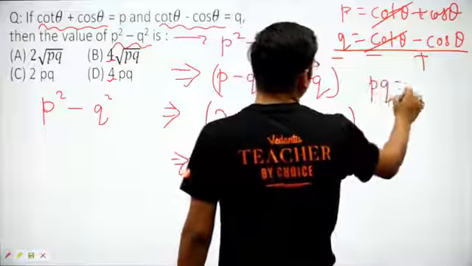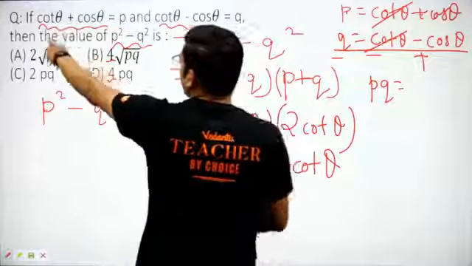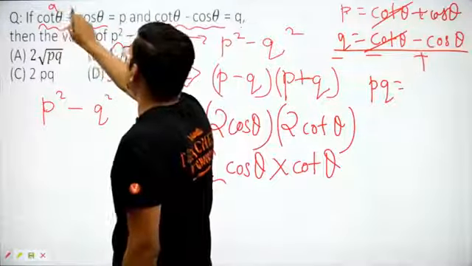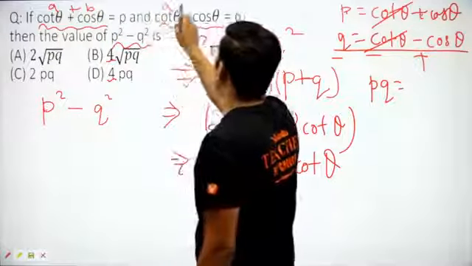P into Q can be, see, if you will see, this is A plus B and this is A minus B.